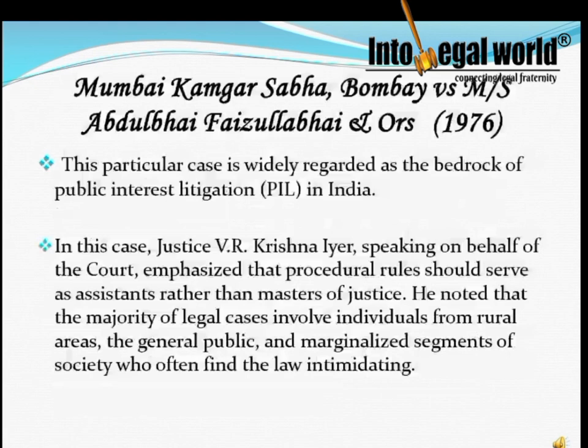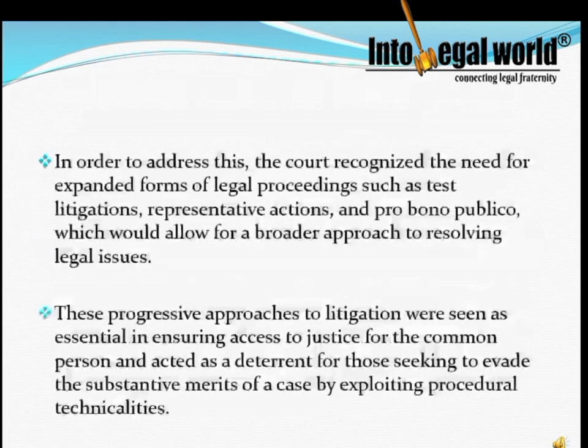justice. He noted that the majority of legal cases involve individuals from rural areas, the general public, and marginalized segments of society who often find the law intimidating. In order to address this, the court recognized the need for expanded forms of legal proceedings such as test litigations, representative actions, and pro bono publico, which would allow for a broader approach to resolving legal issues. These progressive approaches to litigation were seen as essential in ensuring access to justice for the common person and acted as a deterrent for those seeking to evade the substantive merits of a case by exploiting procedural technicalities.